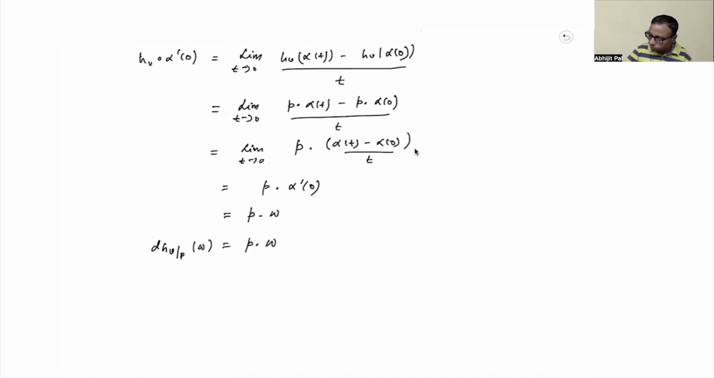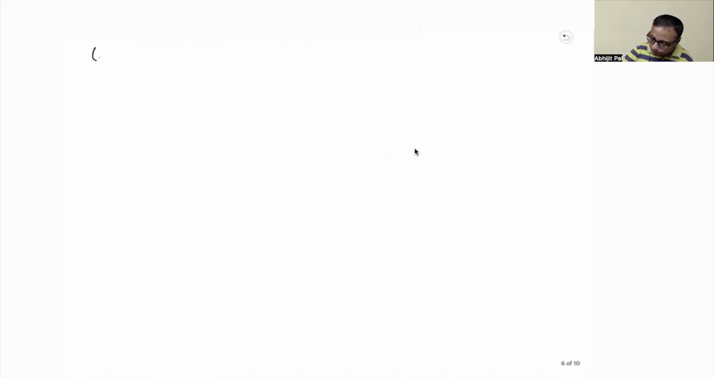Let us do one more example. Let us take the sphere. Let S2 be the unit sphere.